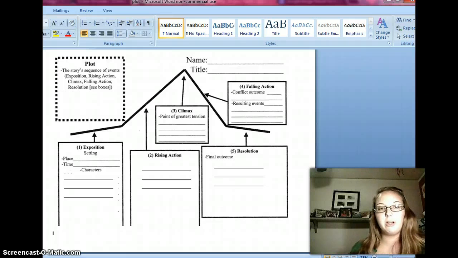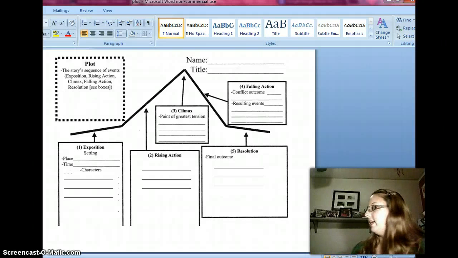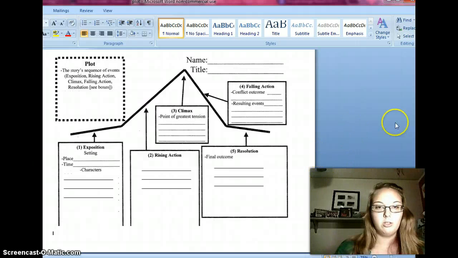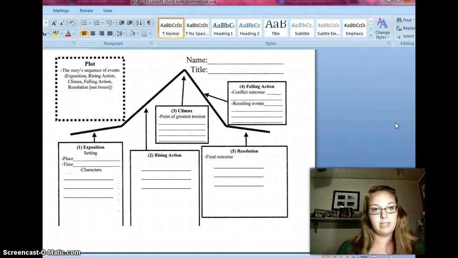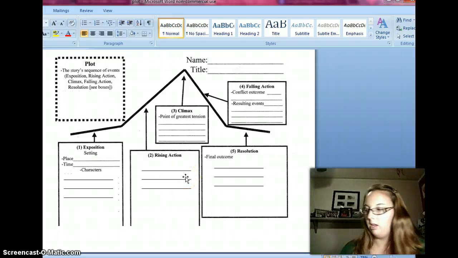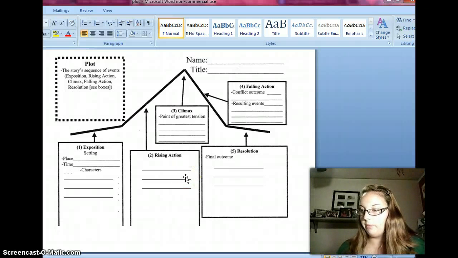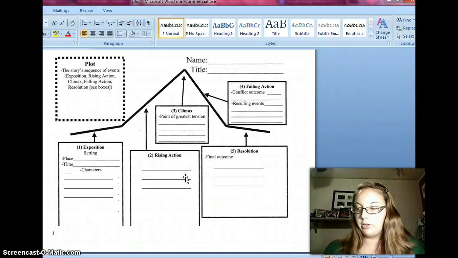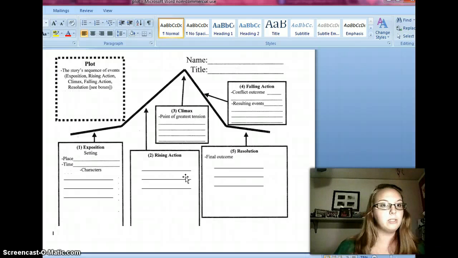And then the last part of a plot line is the resolution. And that's when something good happens. Yeah, it's just how the story ends as well. Because it doesn't always end on a good term. So the students obviously would be filling this out, and we would have a much longer discussion on this. So then after we go over the worksheet, I'm going to let them know what's going on next.